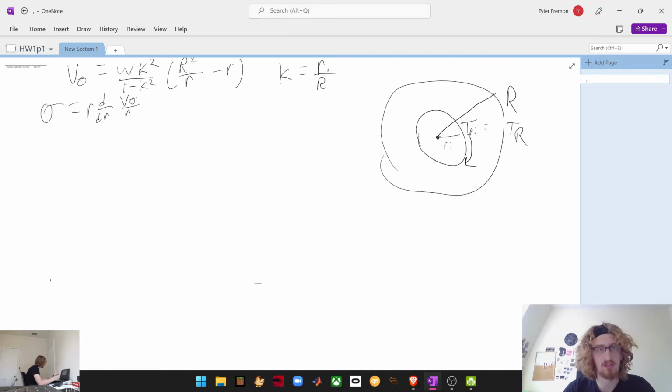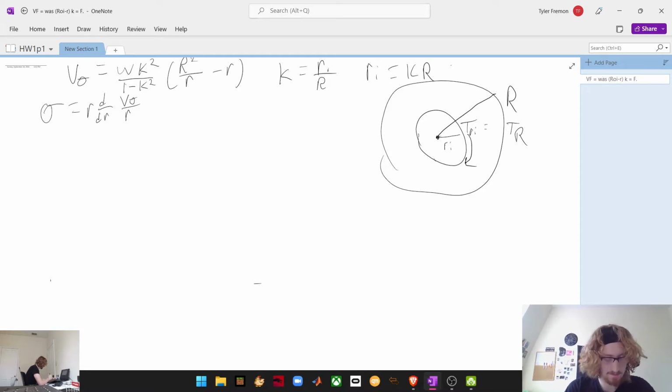And we have some equations here. The first is for the velocity distribution. This W here is an omega. This constant K here that is used in the velocity distribution equation is simply the ratio of the inner radius to the outer radius, and we can rewrite that in terms of the inner radius as Ri equals K times big R.